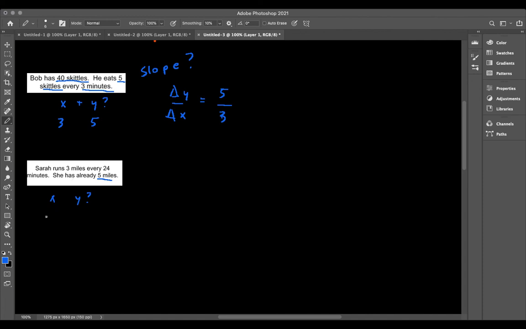So our x would be 24 minutes and our y would be 3 miles. So we just make our equation 3 over 24, miles over minutes. Now I have 3 over 24 as my slope, but that is kind of high, so I can also reduce this. 3 goes into 24 8 times, so I'm just going to divide by 3, both top and bottom. That's going to be 1 mile every 8 minutes.